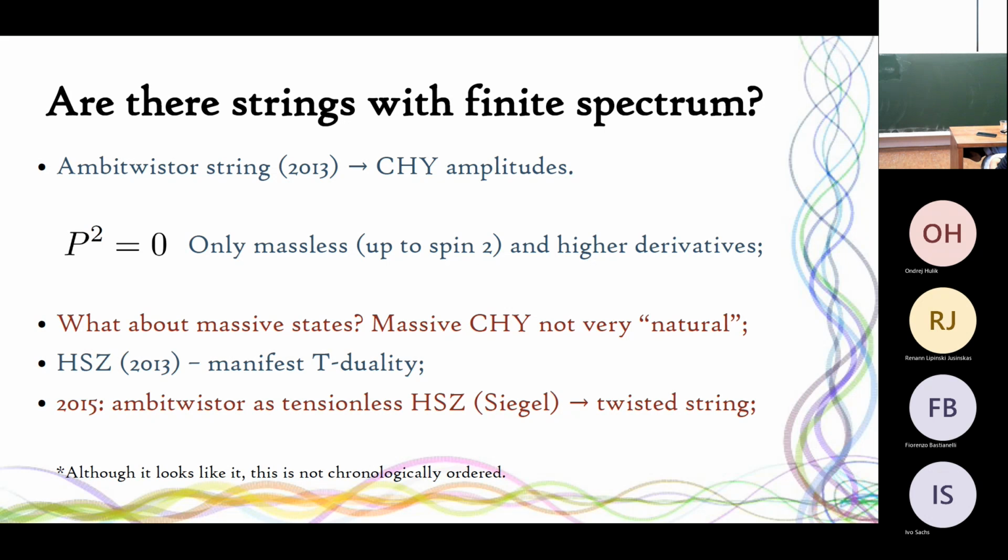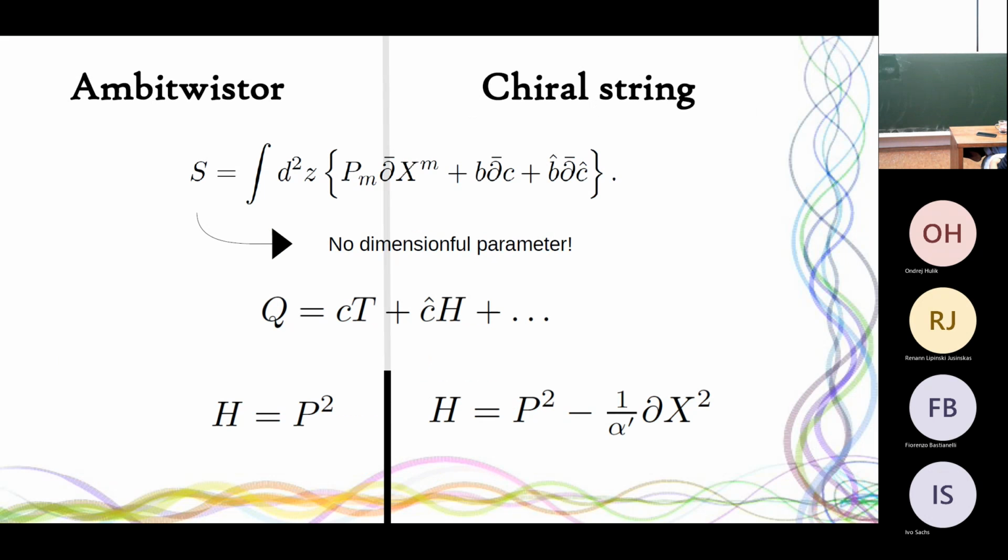Okay. And then two years later, Siegel showed that, in fact, amplitude strings are a tensionless limit of this HSY model. So what you see here, the amplitude string, is just a tensionless limit of the model, and all these massive modes. What happens? They have some mechanism there, and they help to implement these higher levels. But then, the point is that even here in the massive case, you can take a CHY amplitude. So you can consider this as a unified model. And there are different ways of seeing this.